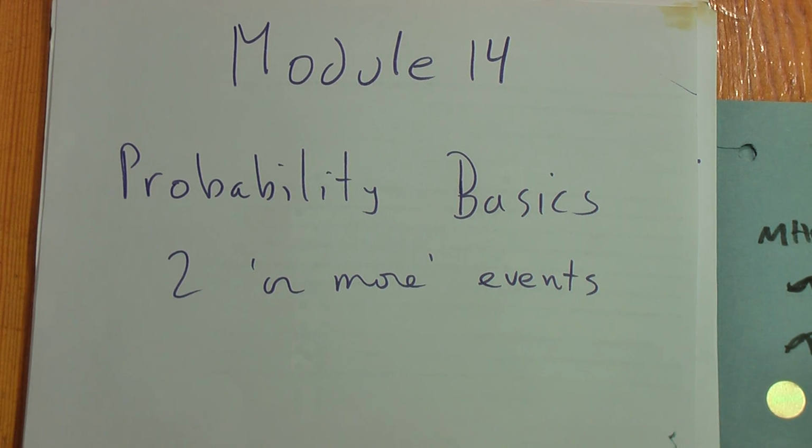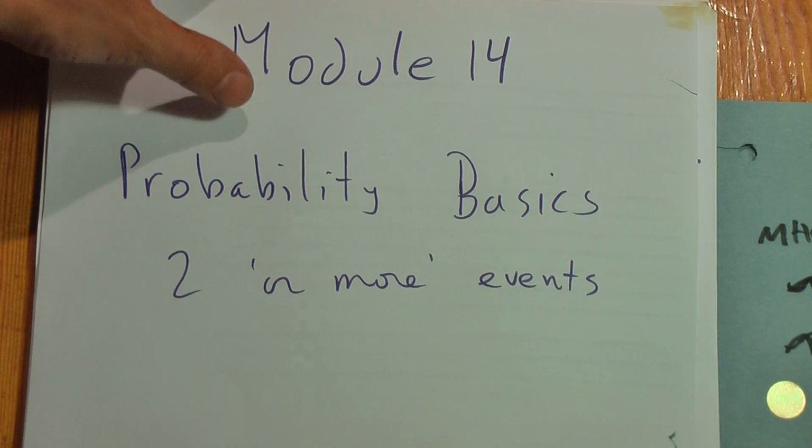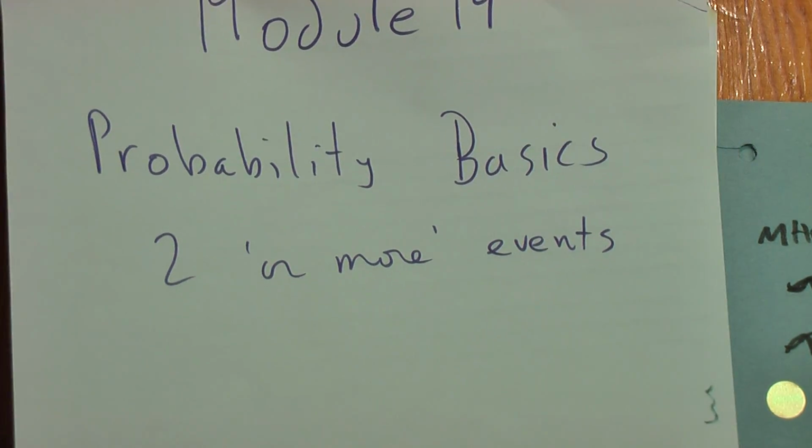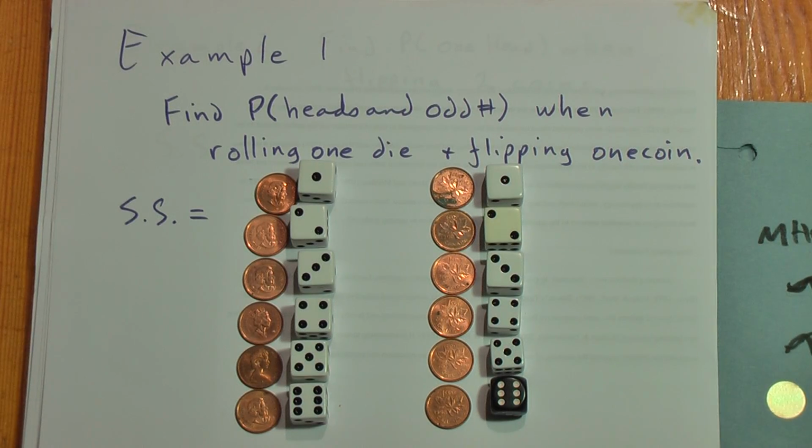Module 14, Probability Basics. What do we do when we're dealing with two or more events? We're going to look at just two. Example 1. What is the probability of getting heads and an odd number when we roll one die and flip one coin?